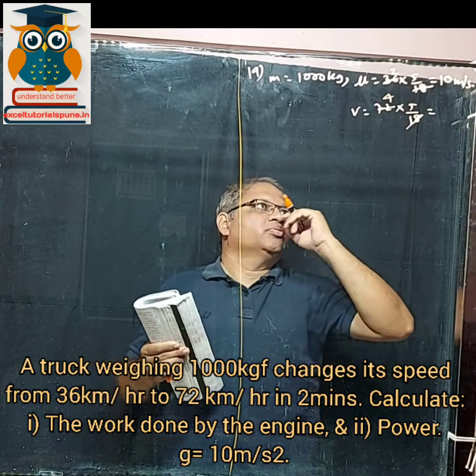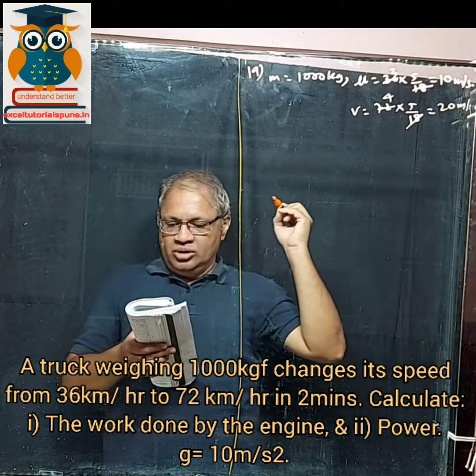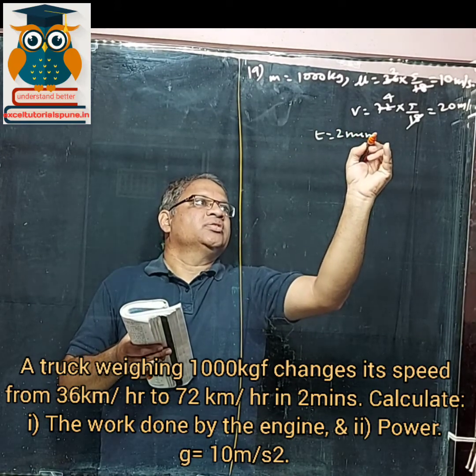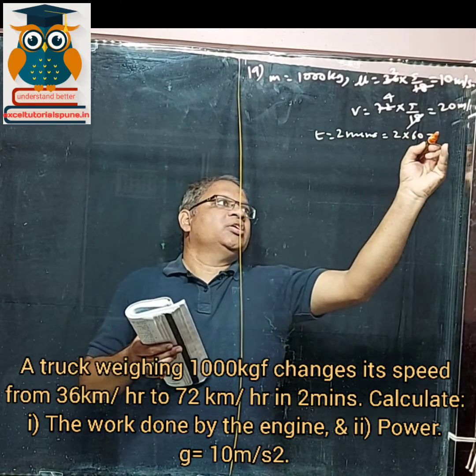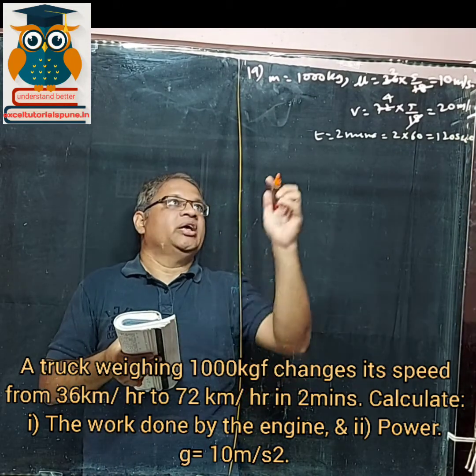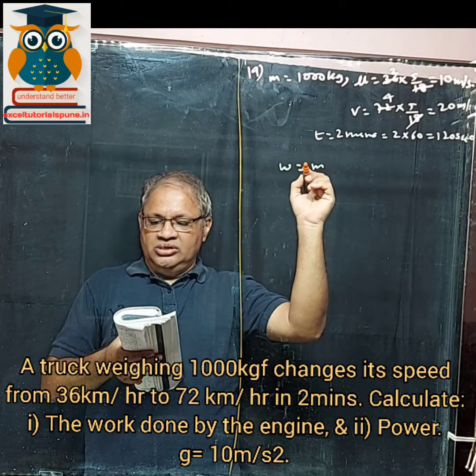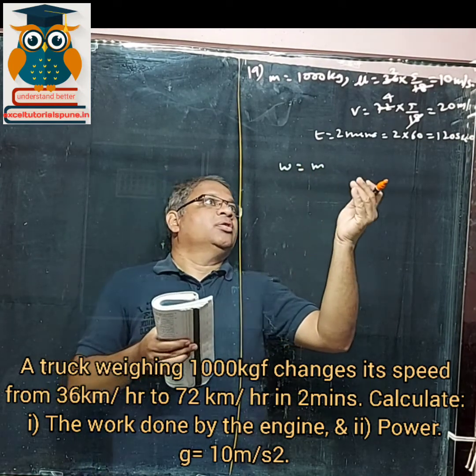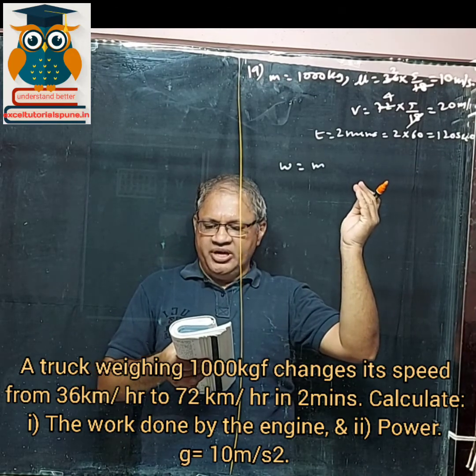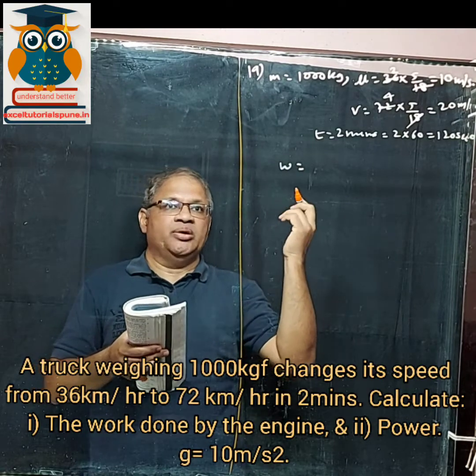18 4s are 20 meter per second. So time is 2 minutes, that is 2 into 60, 120 second. Calculate the work done. See, they have given g, but h they have not given. So you can use that work energy theorem.